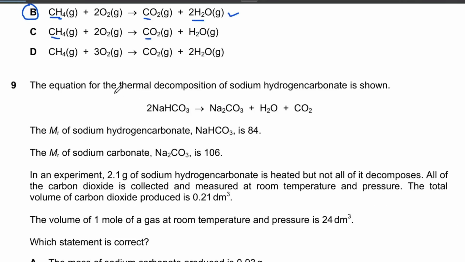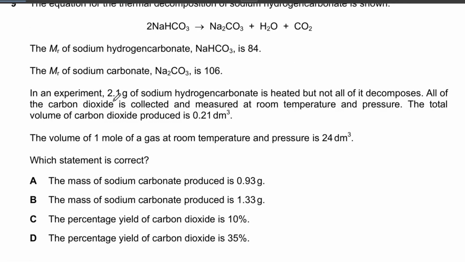Question 9. The equation for the thermal decomposition of sodium hydrogen carbonate is shown. This is the equation of the reaction. The relative formula mass of sodium hydrogen carbonate is 84. Relative formula mass of sodium carbonate is 106. In an experiment, 2.1 gram of sodium hydrogen carbonate is heated, but not all of it decomposes. All of the carbon dioxide is collected and measured at room temperature and pressure. The total volume of the carbon dioxide produced is 0.21 dm3. The volume of 1 mole of gas at room temperature and pressure is 24 dm3.